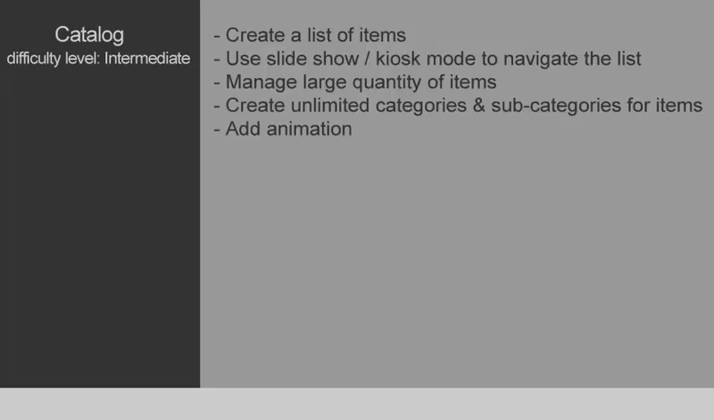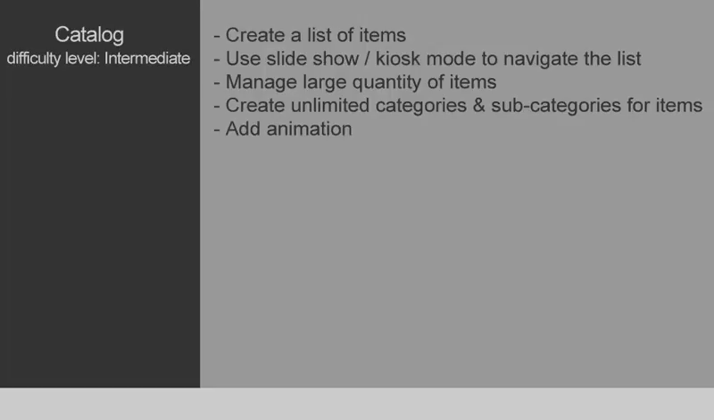In this lesson, we're going to talk about the catalog. The catalog allows you to create a list of items that you can use in both the slideshow mode and the kiosk mode to navigate that list. So essentially, you're creating a library of a large quantity of items. You can also use categories and subcategories to manage or filter which items will actually display in your presentation. And you can also add animation to make the item cycles more engaging.